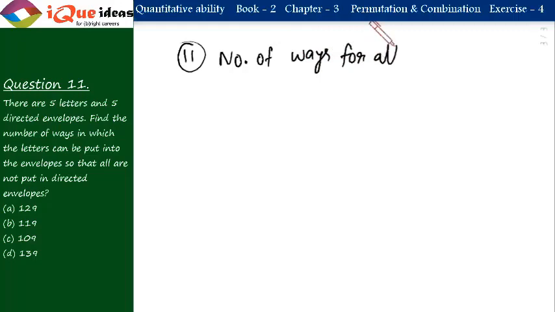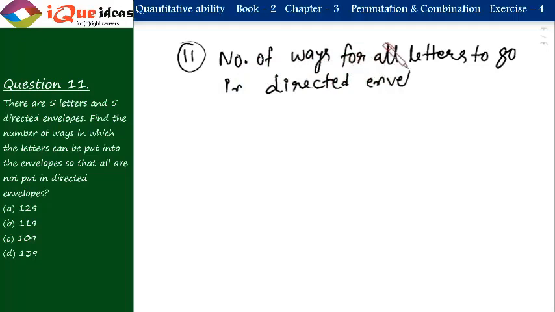for all letters to go in directed envelopes would be equal to just one. There is only one way in which all of them can go to the pre-decided envelopes, right?